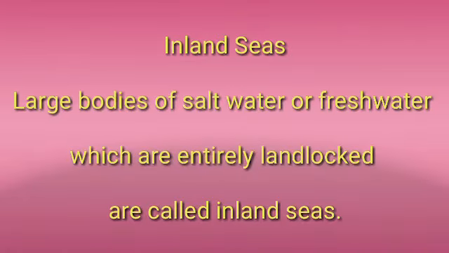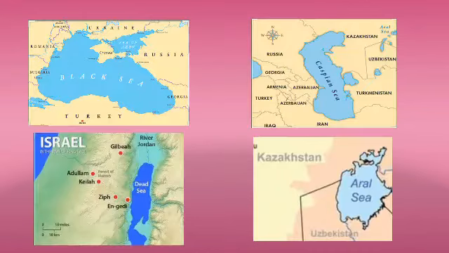Inland seas. Large bodies of salt water or fresh water which are entirely landlocked are called inland seas. The Black Sea, the Caspian Sea, the Dead Sea and the Aral Sea are some of the examples of inland seas. Some of the inland seas are also called lakes. Good example is Aral Sea. Aral Sea is a freshwater lake.